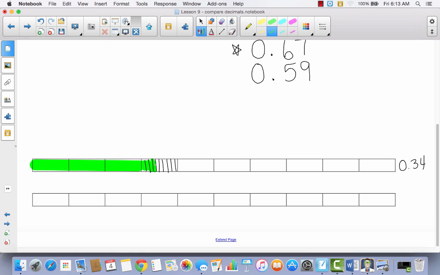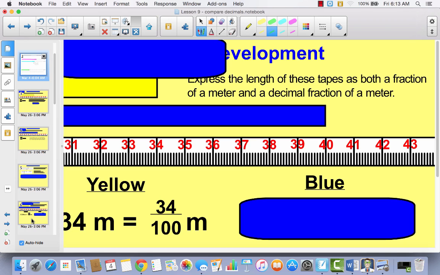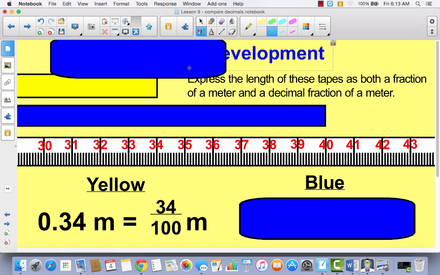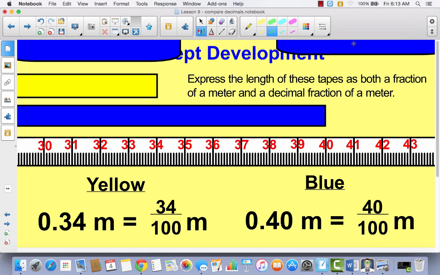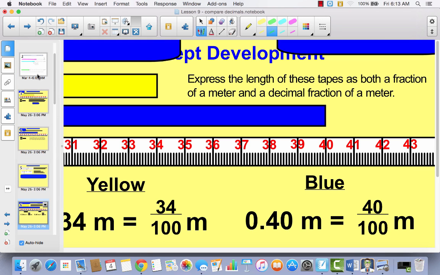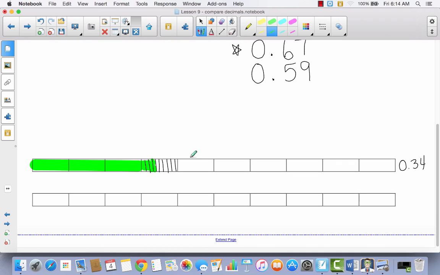All right, let's go back to the other piece of tape really quickly. The other piece of tape here is the blue tape, and let's look at where it goes to. It goes to 40 hundredths. So 40 hundredths. We're going to write that as a decimal. Let's go back to our tape diagram here. For this one, we're going to do 40 hundredths. So I'm going to write this as a decimal. Okay. All right, so I've got 0.4.